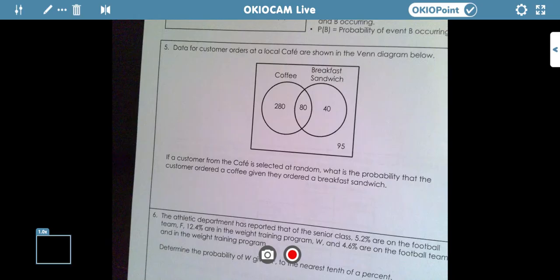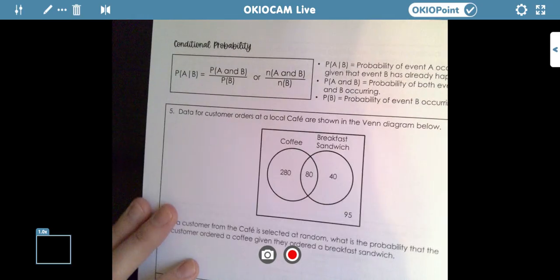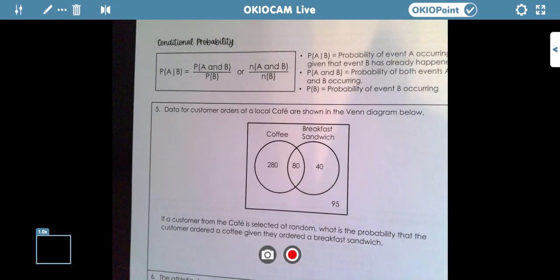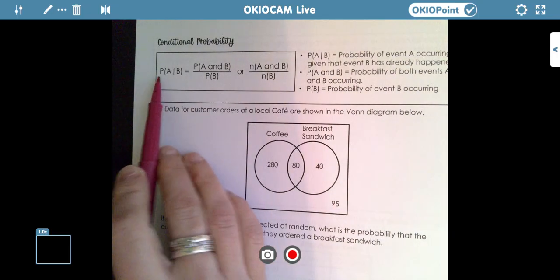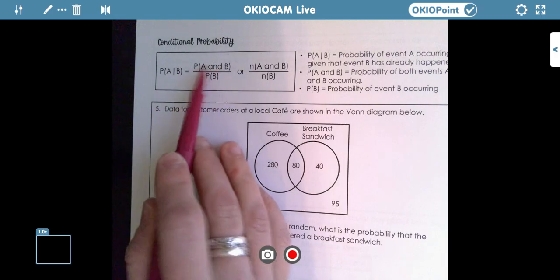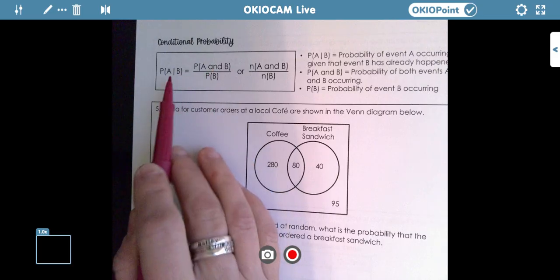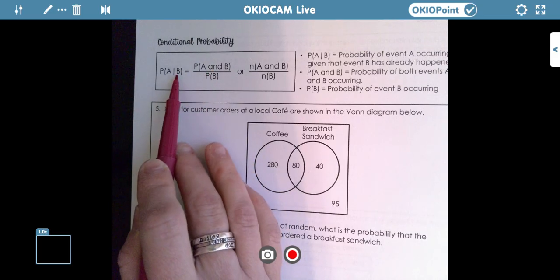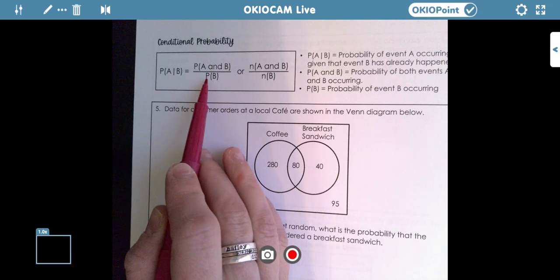All right, let's look at the formula for this. Again, this is on your reference sheet: the probability of A given B is the probability that both happened, which is why that numerator was the same, over the probability of the given. That's what this is saying right here.